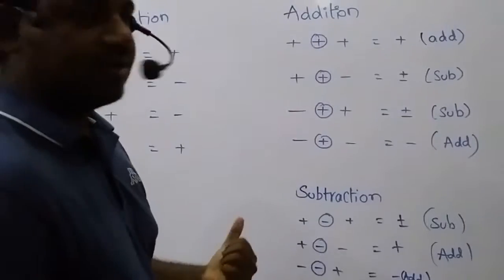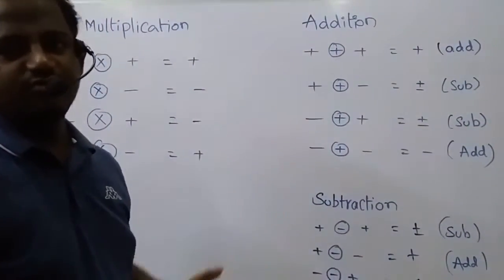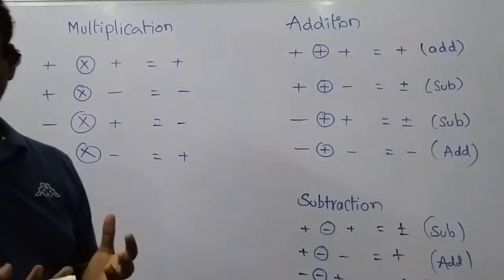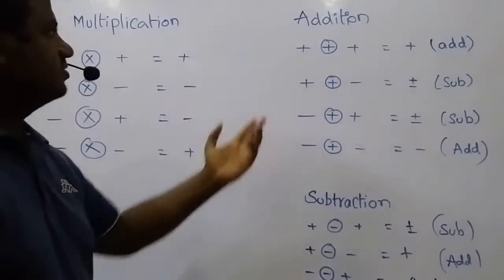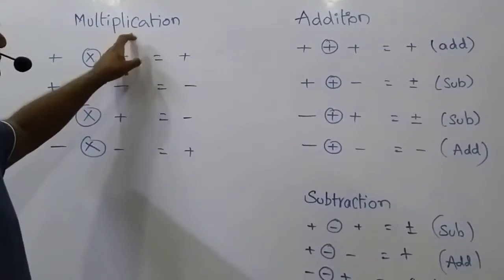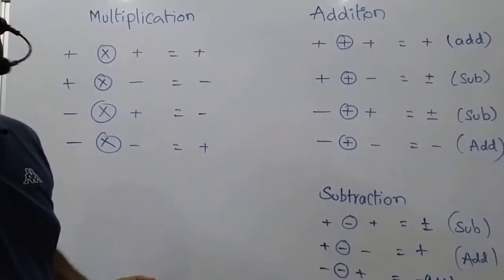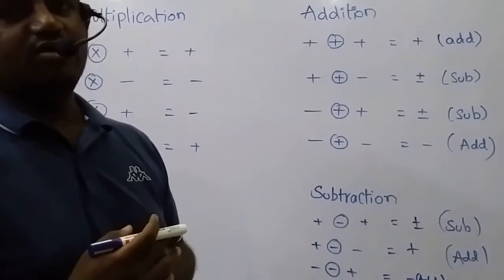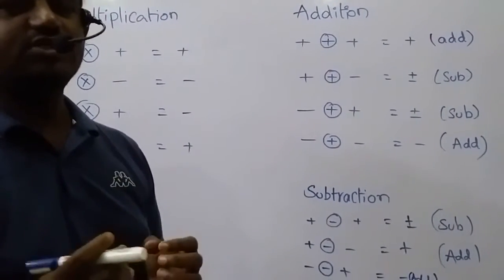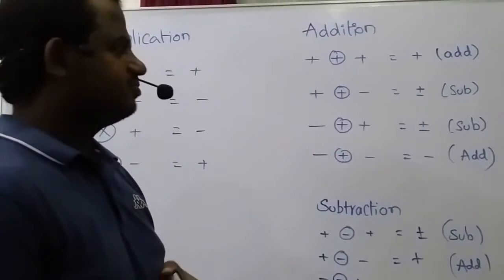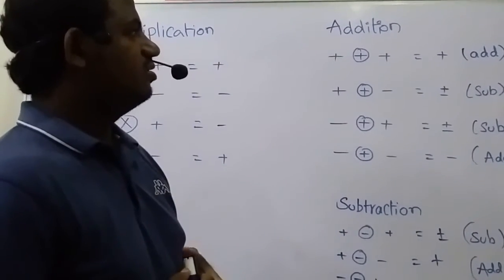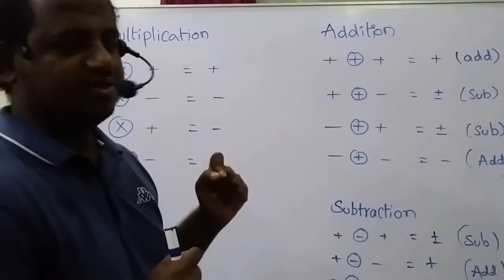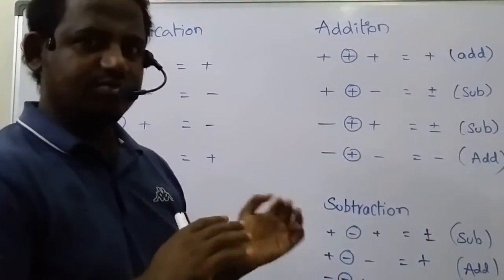Hello students, welcome back. In this session, we will be discussing how we can perform the operations, addition, subtraction, multiplication or division, when both positive and negative numbers are involved. Most of the students are still getting confused, or some people are making mistakes when they are doing addition, subtraction, or multiplying with a positive and a negative number involved.